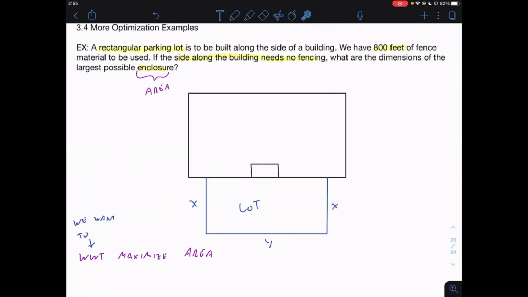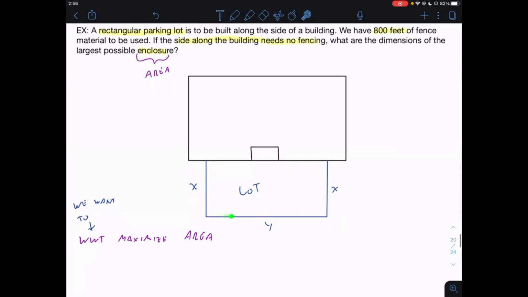Okay, so first let's create an equation relating our two variables of interest here, since we're trying to find the dimensions X and Y with respect to what we're trying to maximize. Well, what do we have? We have a rectangular shape here, right? A rectangular parking lot. How do we calculate the area of a rectangular shape? What we recall from algebra, the area of a rectangle is just the length times the width.